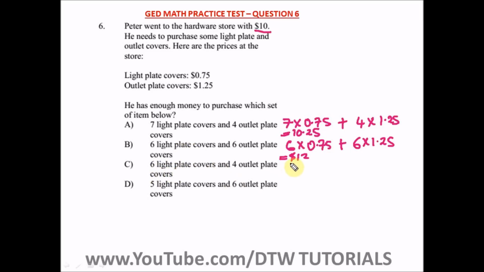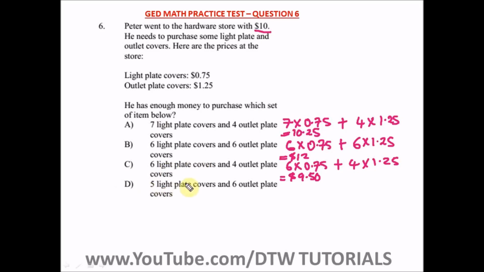So let's check option C. Option C says 6 light plate covers, that's 6 times 0.75, plus 4 outlet covers, which is 4 times 1.25. When we punch it in our calculator, we get $9.50. This falls within the range. It is not greater than 10. So he has enough money to buy option C.